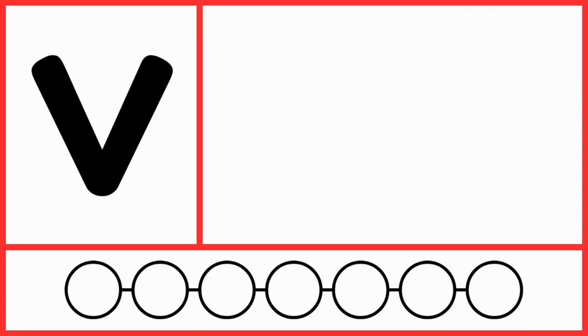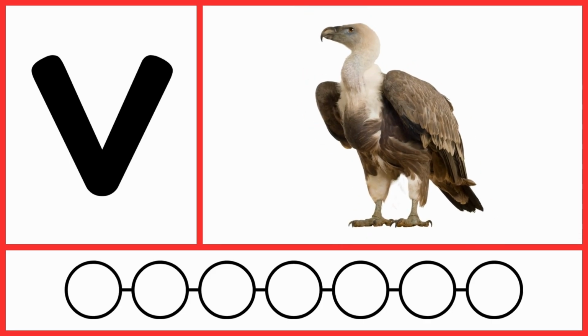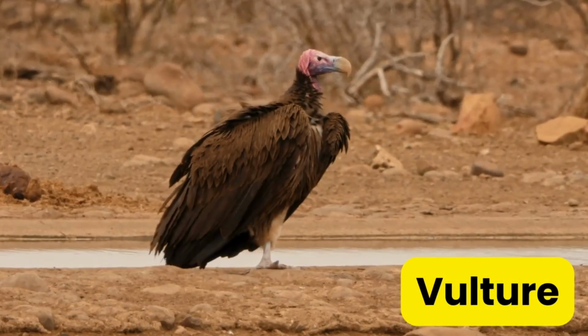V. V is for vulture. Let's spell it. V, U, L, T, U, R, E. V is for vulture. Vulture.